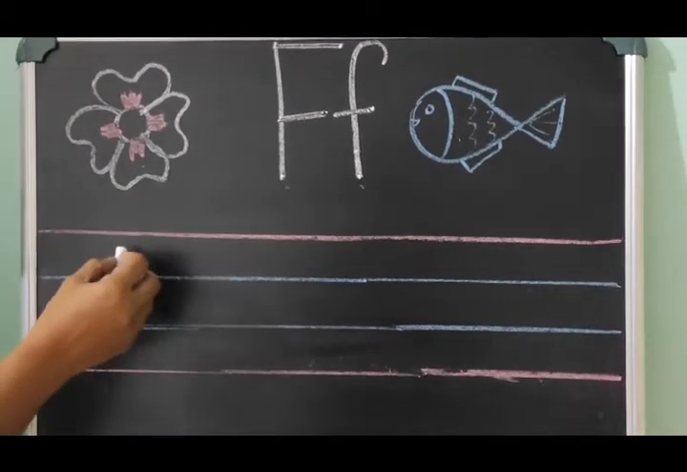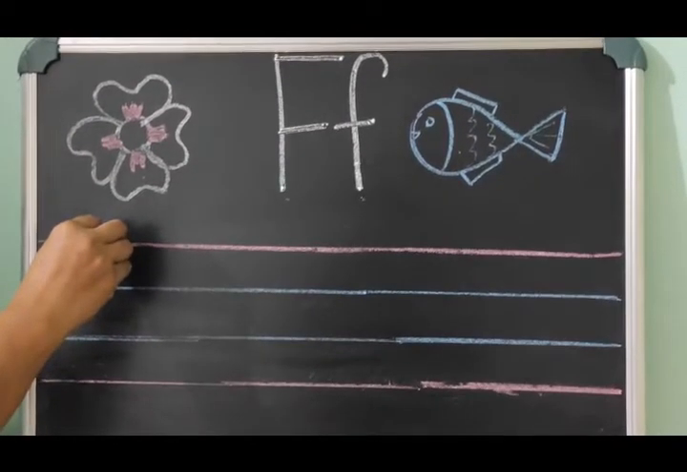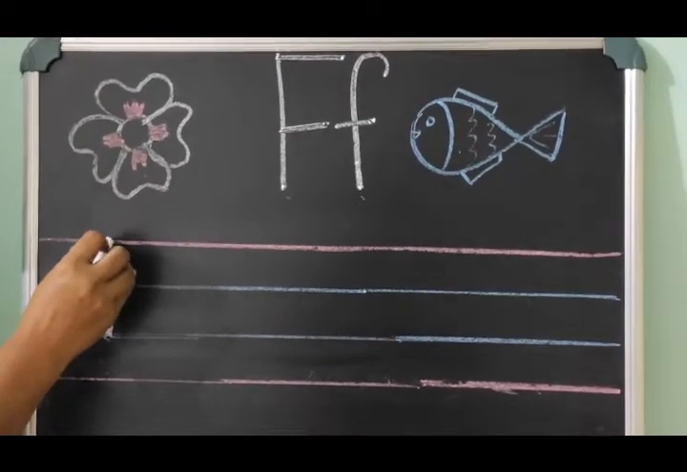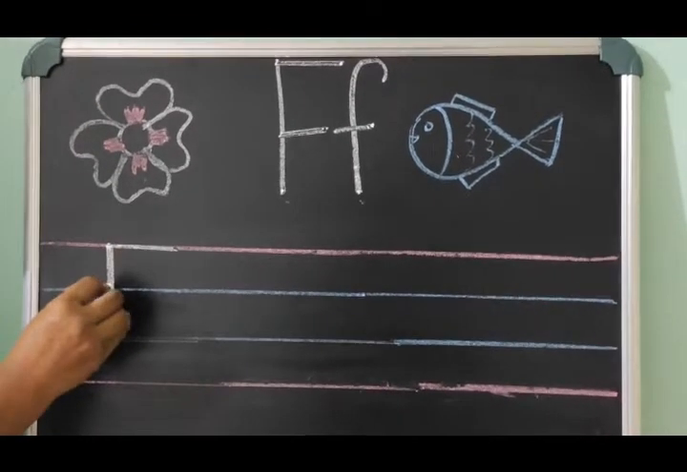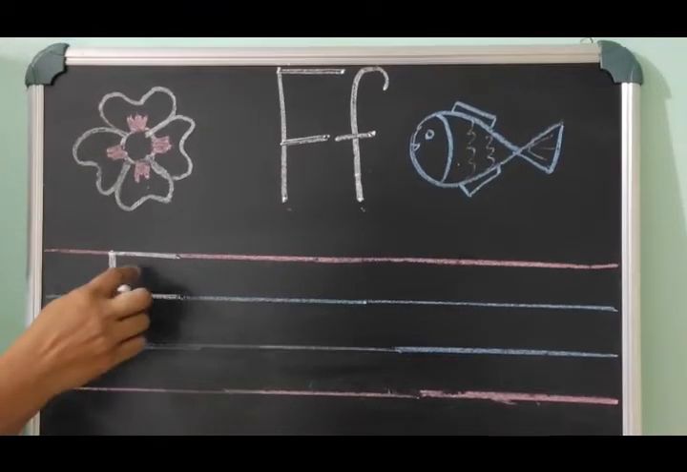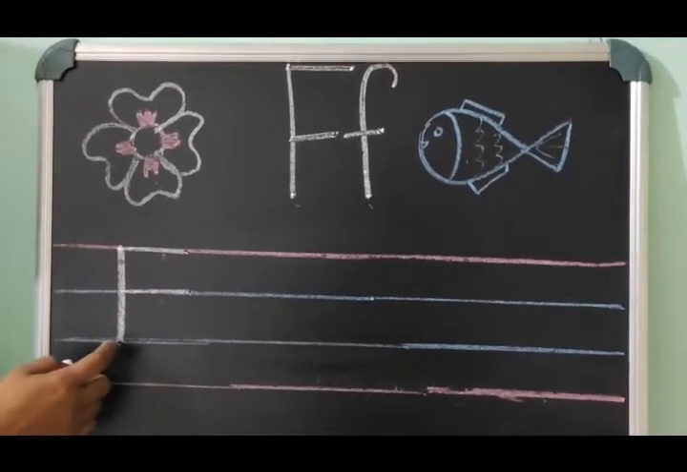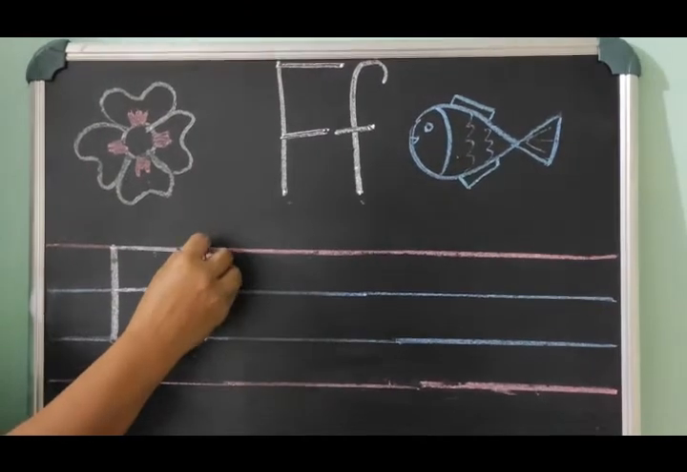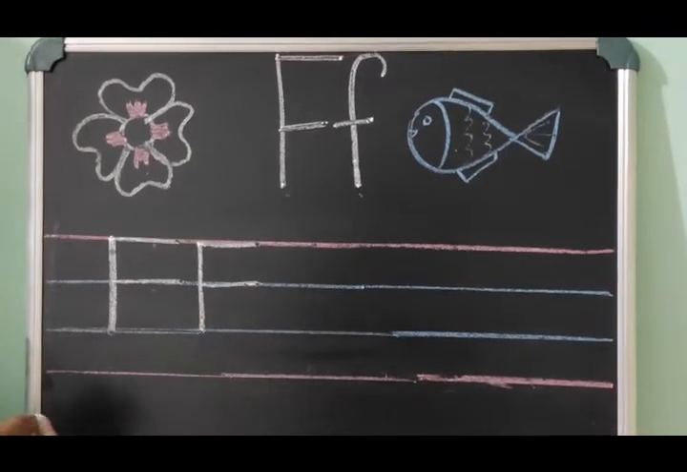Let's learn how to write capital letter F. You have to write a standing line from the pink line to the blue line, a sleeping line on the pink line, one more sleeping line on the blue line. This makes capital letter F. Standing line, sleeping line, sleeping line, capital letter F.